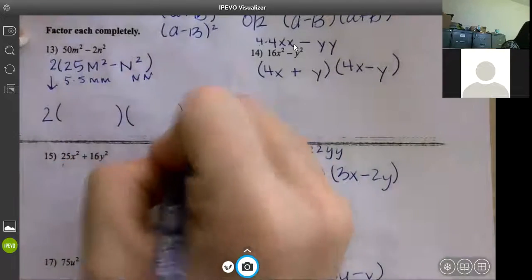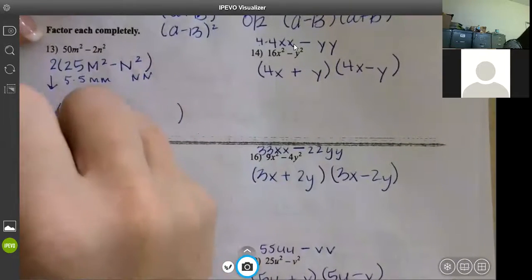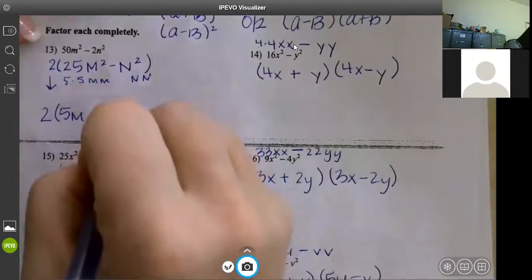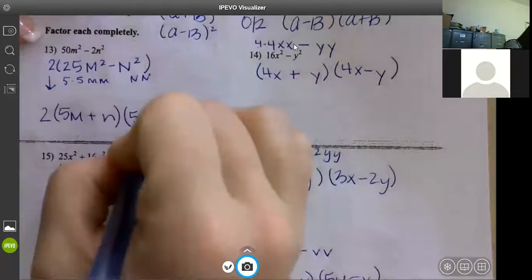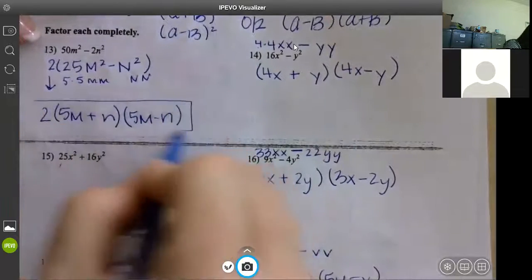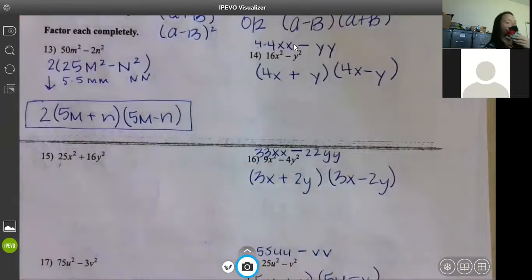Then we're going to make 2 sets of parentheses because we have pairs. In the front, I have a 5 and an m. In the back, I have n's. One is positive, one is negative. So sometimes you have to take that GCF out to see that you can factor it. That's it, y'all.